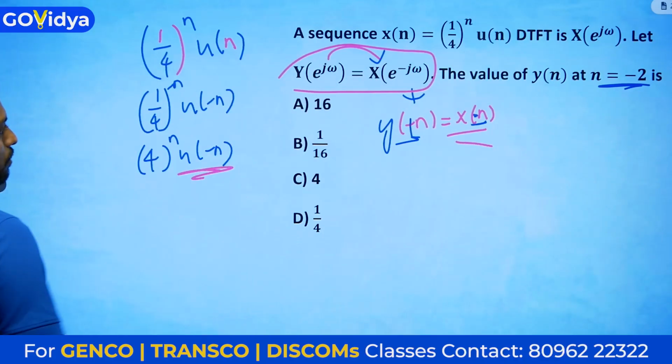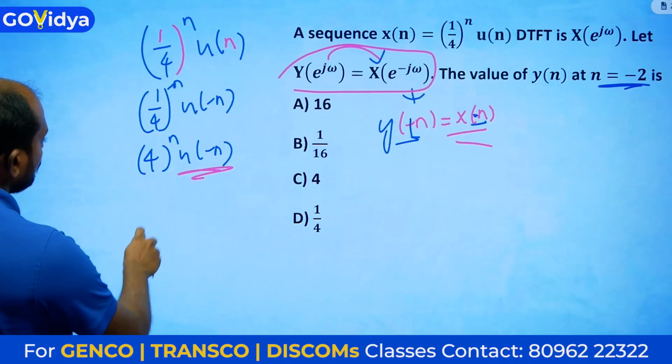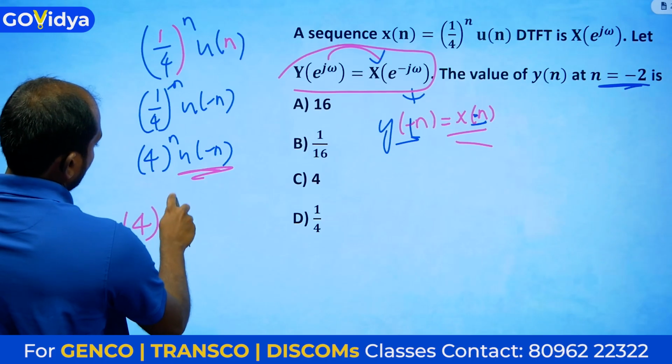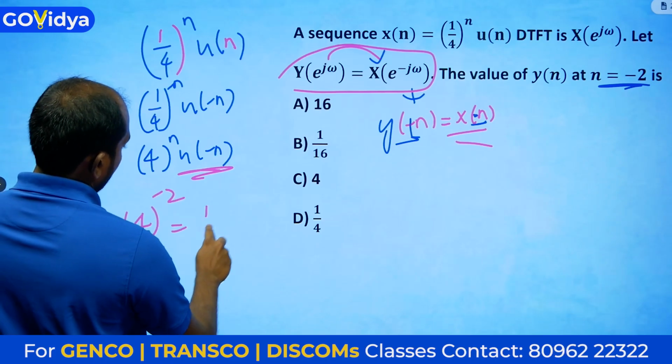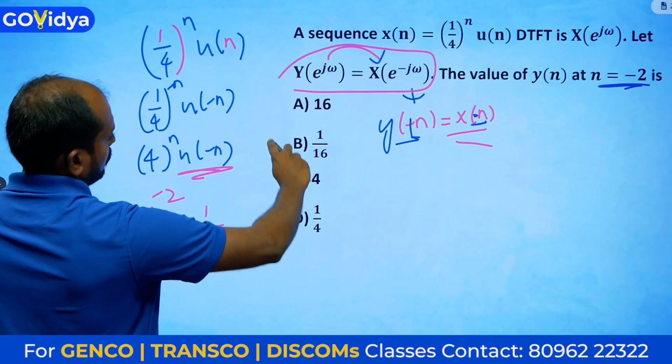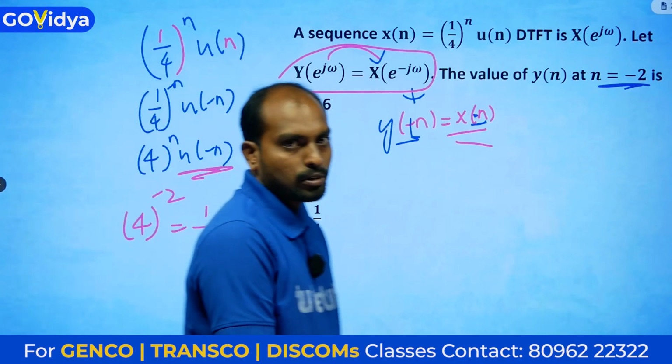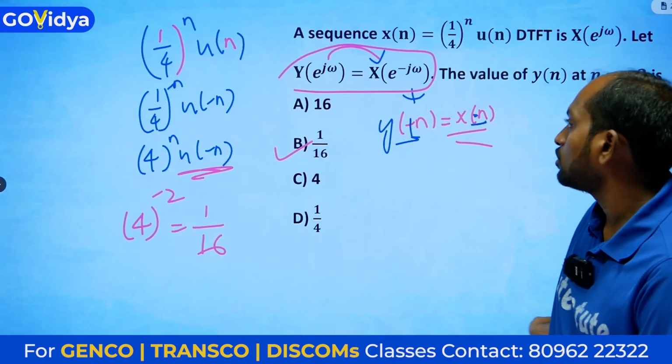It is satisfying. We'll get a value. Put n is equal to minus 2. 4 power minus 2 is nothing but 1 by 16. So option B is the correct answer. Okay. Let's go for the next question.